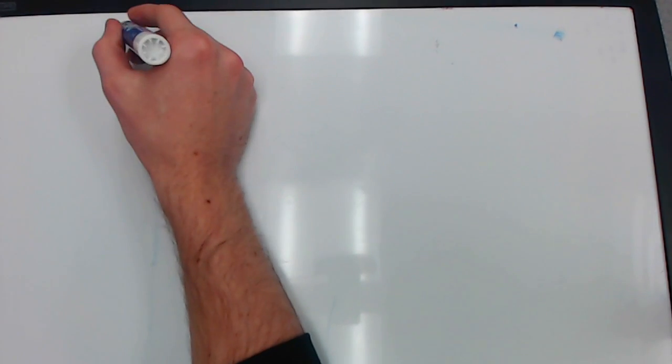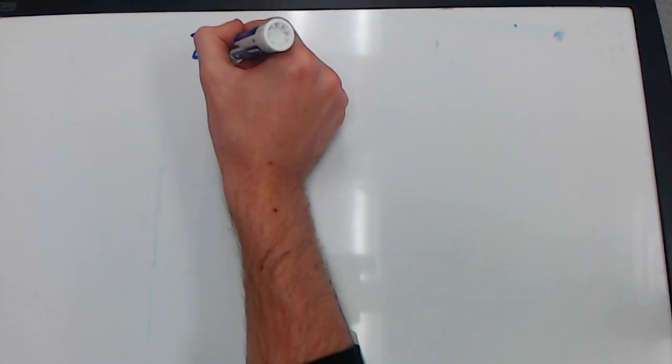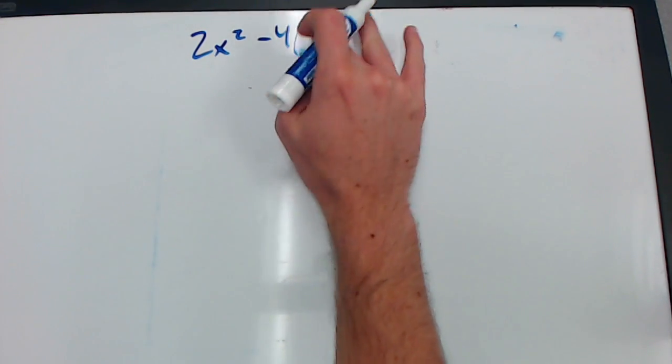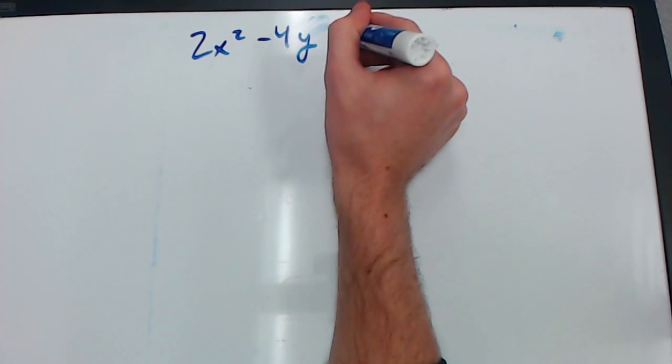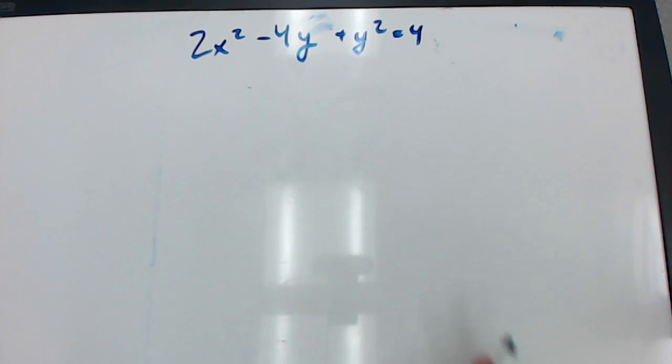Now lastly, we're going to try to find our y double prime of this next one. So we have 2x squared minus 4y plus y squared equals 4. So go ahead and stop the video now and give it your attempt.